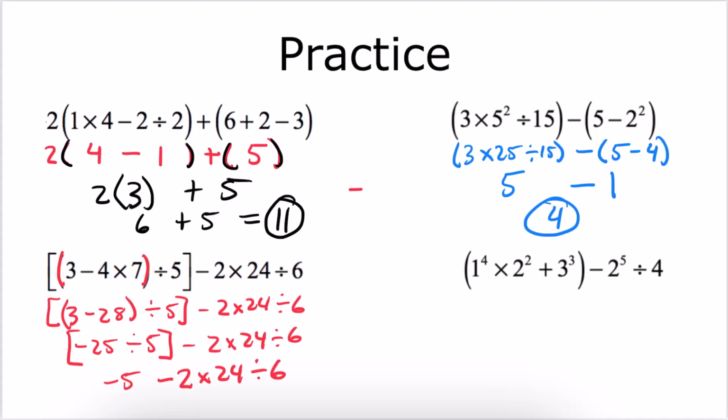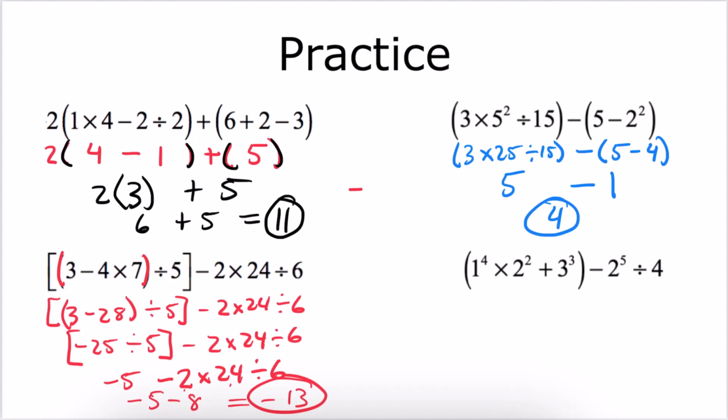And so now that my parentheses are taken care of, now I'm going to look for any exponents, but I don't have any exponents. So then my next step would be to do multiplication and division from left to right. So 2 times 24 is going to be 48. 48 divided by 6 is 8. So I get negative 5 minus 8, which equals negative 13. And that would be my answer for that one.